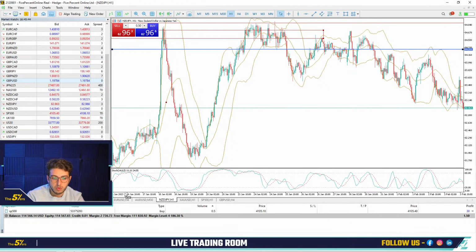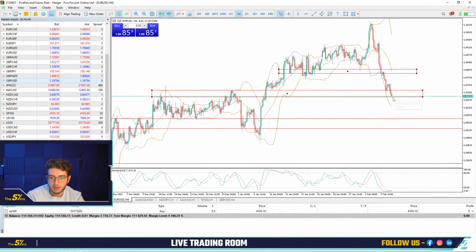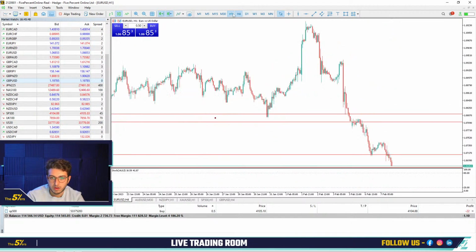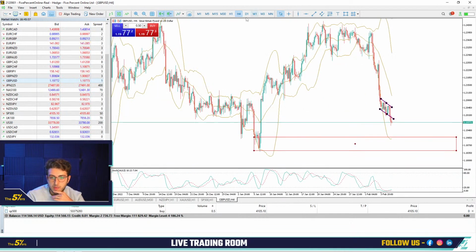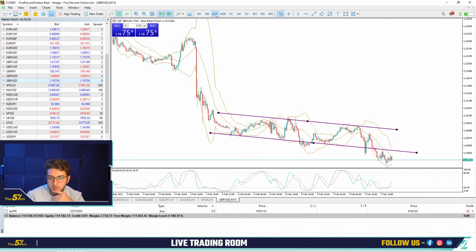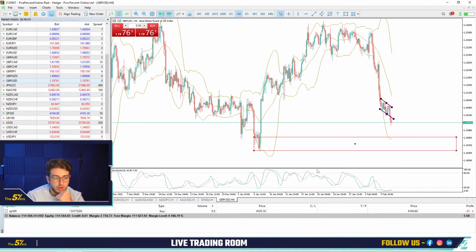Here on the euro, the market goes against you very quickly, and here we have a short retracement to the mean of the H1, and then we break down again. It's quite the same on the pound. So let's be patient and wait for the next big zone here on the pound and the euro.